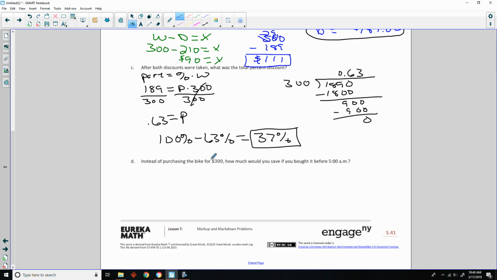Part D, instead of purchasing the bike for $300, how much would you save if you bought it before 5 a.m.? Okay, how much would you save if you bought it before 5 a.m.? We already answered that question, didn't we?